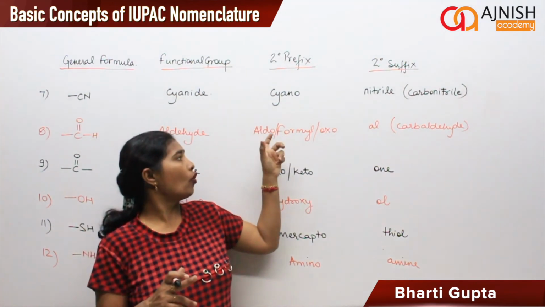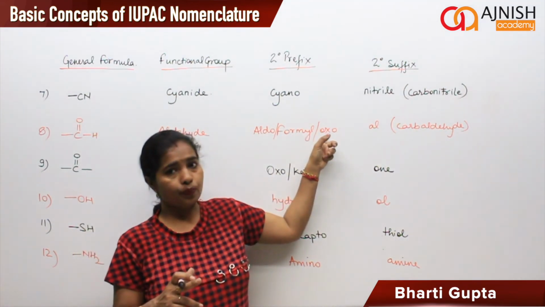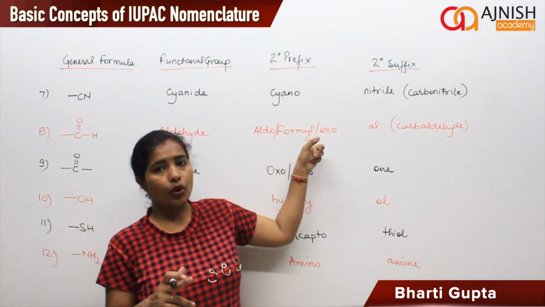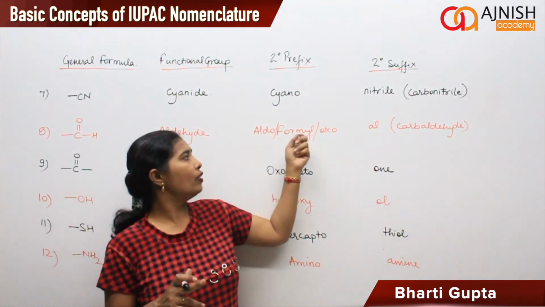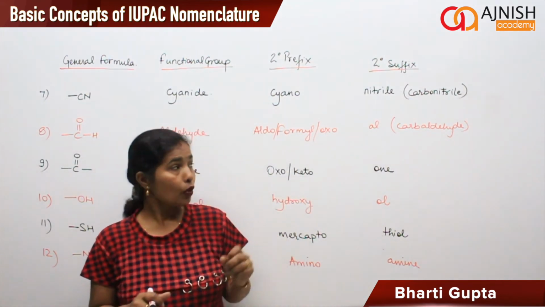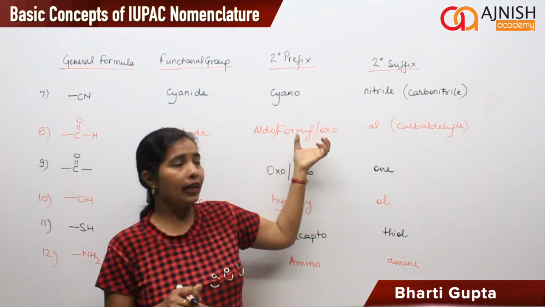But if aldehyde is present as a substituent, we have different prefixes. We can write aldo or formyl, or we can use oxo. Again, their usage is not according to our choice. There are conditions when we have to write aldo or formyl and when we have to write oxo. We'll see that in detail while naming aldehydes.